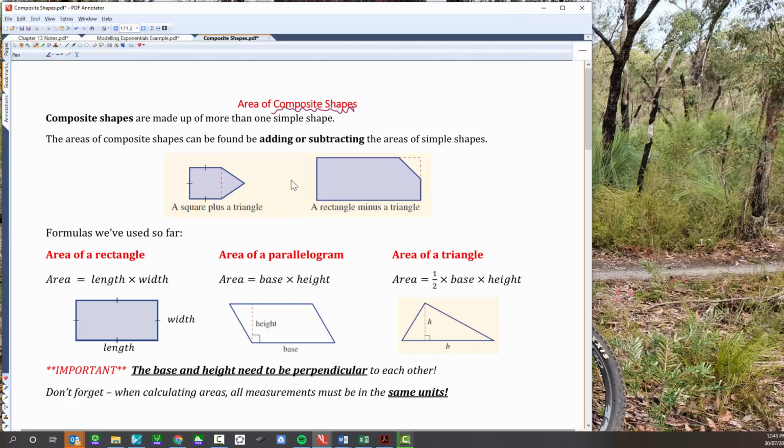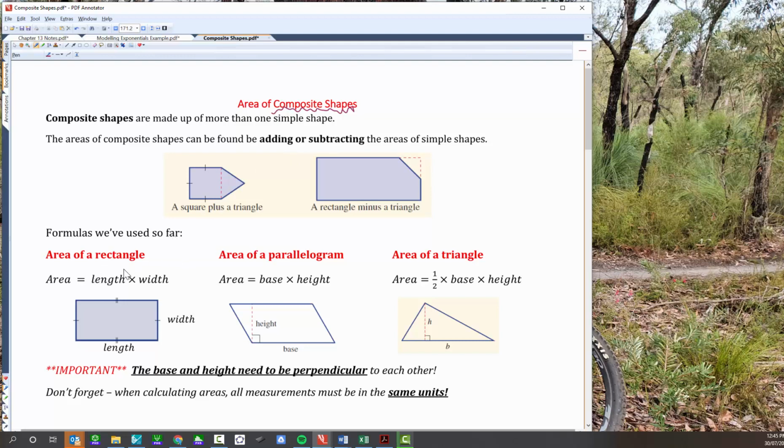Well, it's very similar with composite shapes. They're made up of more than one simple shape. So it might be 2, it might be 3, it might be 4, etc., etc. And they can be found by either adding or subtracting, depending on what you're actually after.